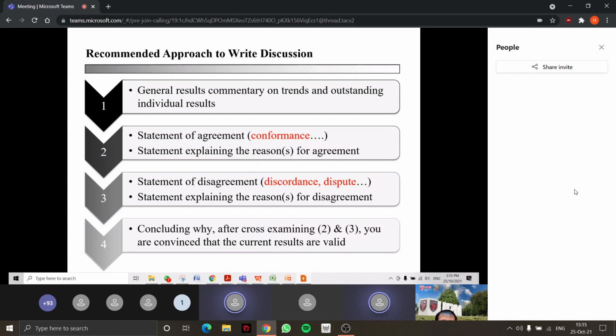So after looking through number 2 and number 3, conformance and discordance or dispute, it becomes important for you to make a stand as an author here. Number 4 is very important because it will show whether you are capable of performing critical analysis and determining what is valid and what is not valid. Number 4 requires you to conclude why, after cross-examining the conformance point and discordant point put forth in 2 and 3, you are convinced that your current results are valid.